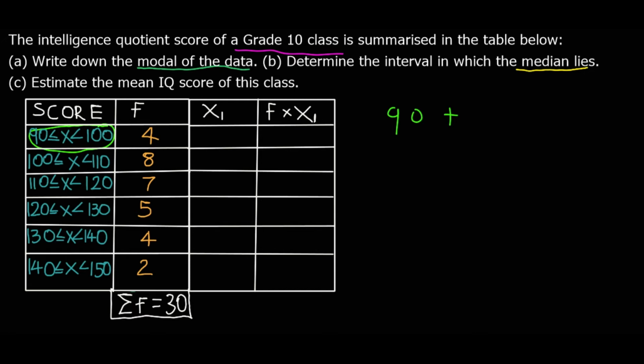So 90 plus 100 divided by 2 gives 95, and then 100 plus 110 divided by 2 gives 105, and then 110 plus 120 divided by 2 gives 115, and then this one gives 125, and then 135, and then 145.